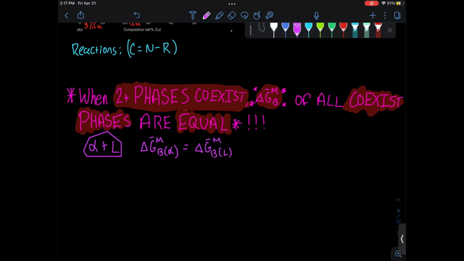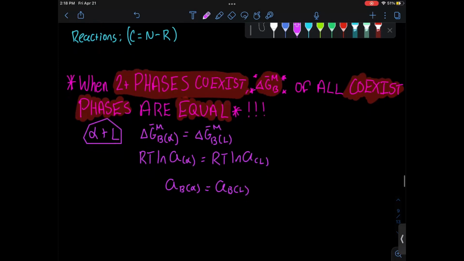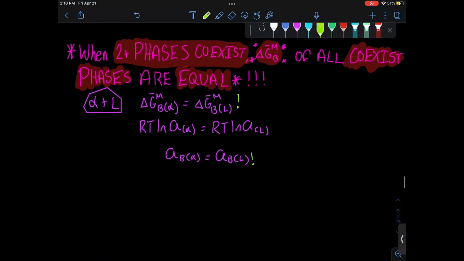If we were to now expand this and make each side RT ln of the activity of each phase, we can see everything cancels out, and the activity of B in the alpha solid phase is equal to the activity of B in the liquid phase. So when we have two phases coexisting in equilibrium, they have the same activity along with the same partial molar Gibbs free energy. And that's what we're going to investigate today.